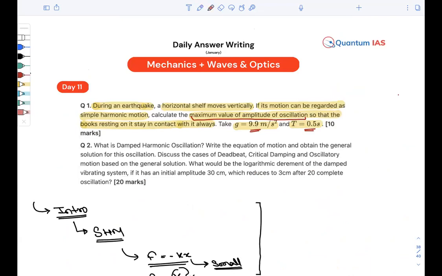Now, the next question is: what is damped harmonic oscillation? Write the equation of motion and obtain the general solution of the oscillation. Discuss the cases of deadbeat, critical damping, and oscillatory motion based on the general solution. A lot has been asked in this. What would be the logarithmic decrement of the damped vibrating system if it has an amplitude of this, which reduces to 3 centimeter after 20 oscillations? Let's get started with this.